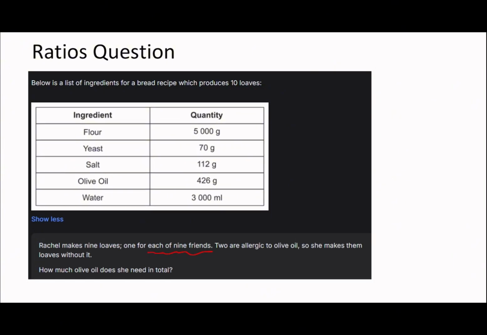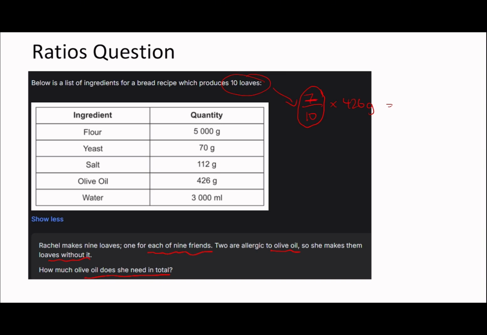So Rachel makes 9 loaves, 1 for each of 9 friends. 2 are allergic to olive oil, so she makes loaves without it. How much olive oil does she need? So that means you need olive oil for 7 people. Okay, so remember this is 10 loaves, so we only need 7 loaves worth. So you do 7 over 10 times the 426 grams of olive oil. So if you think about it, for 10 loaves you need 426, we only need 7. So what we're doing here is dividing the 426 by 10 and multiplying it by 7. So you divide by 10 to get how much you need for 1 loaf, and then multiply by 7.